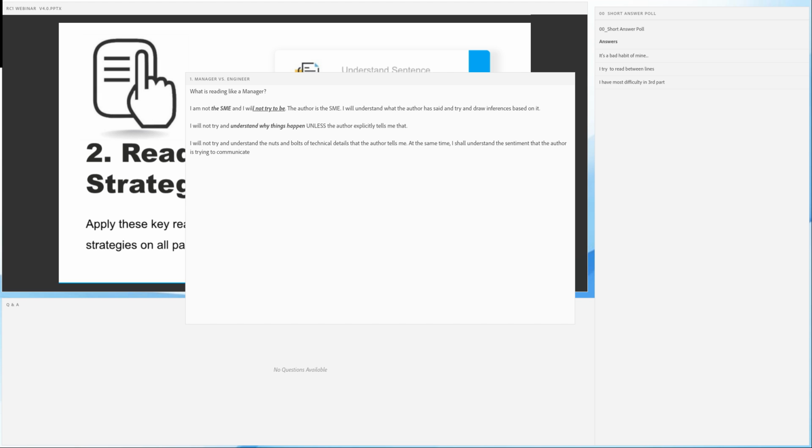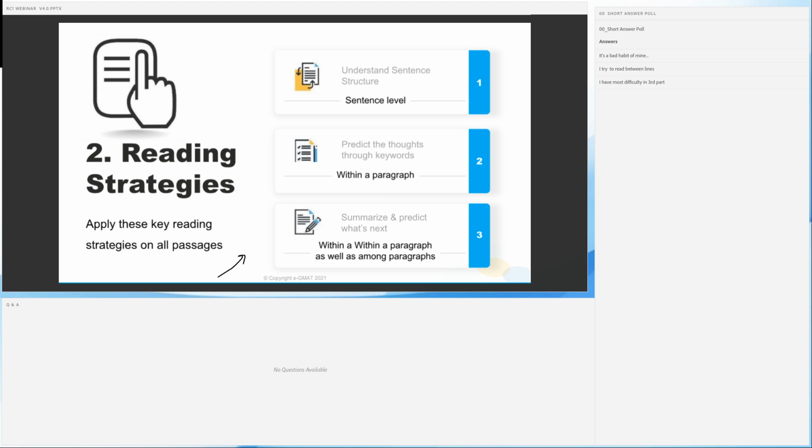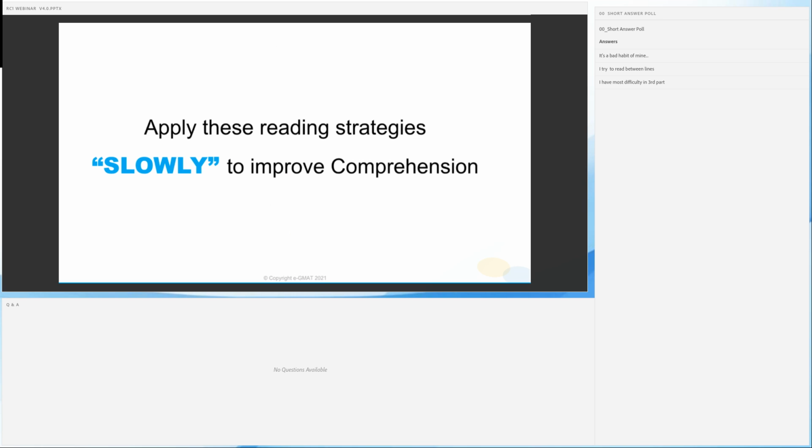And the thing you'll realize is, once you try to read like a manager, you're going to be able to extract so much more meaning out of what's written out there. You're going to start enjoying GMAT RC. Okay. The most important thing: be slow. The only way you're going to save time is if you are slow and if you comprehend.